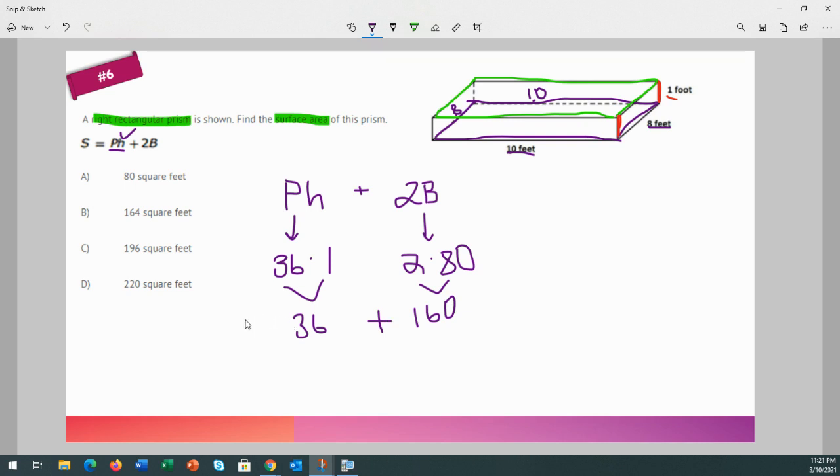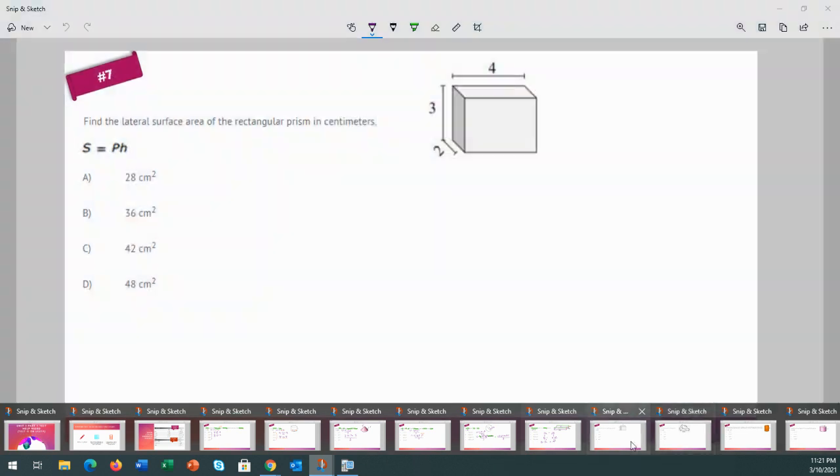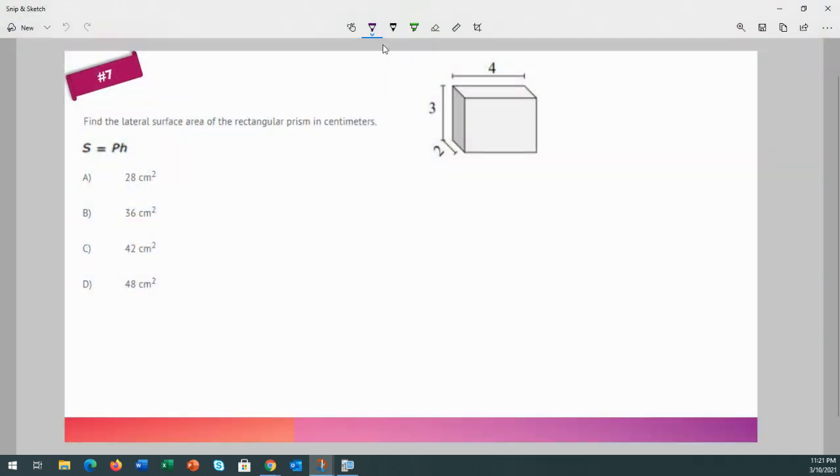So we just need to total those up, and I can already tell that is the right answer. If they don't specify between lateral or total, if they just say find the surface area, assume they want you to find total surface area. I see the answer. I bet you see it too. All right, let's move on to number 7. We're getting so close.